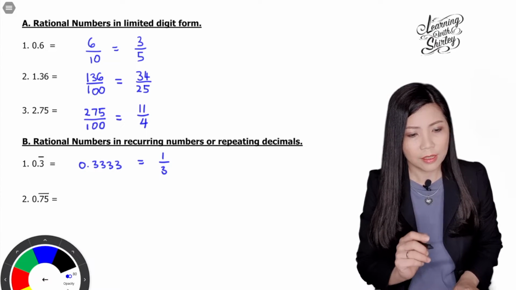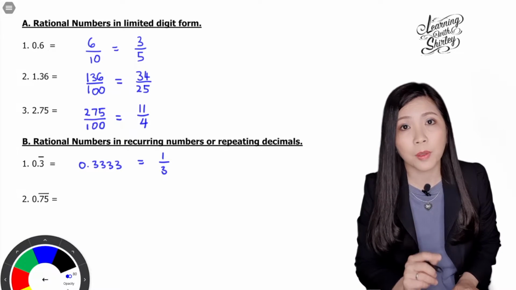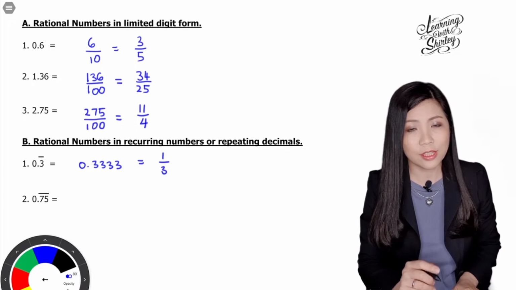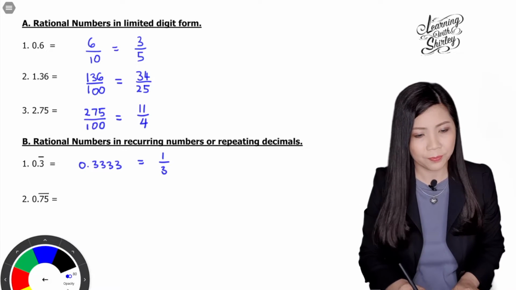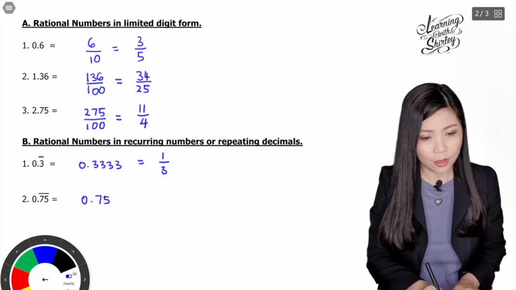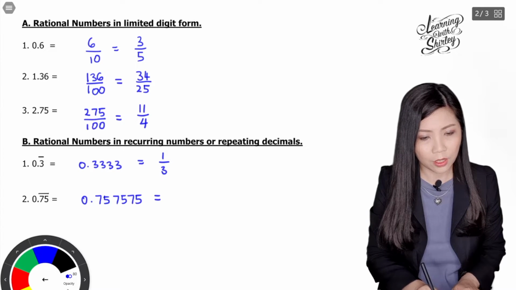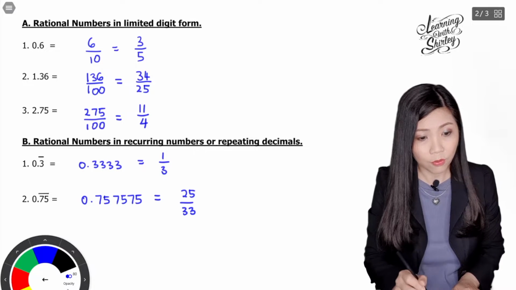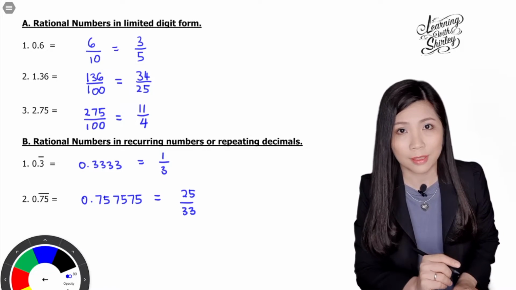Next, 0.75 with a bar on top of 7 and 5, which means that the digits 7 and 5 are repeated. So it means it's 0.757575, and it's equal to 25 over 33. So therefore, it's also a rational number.